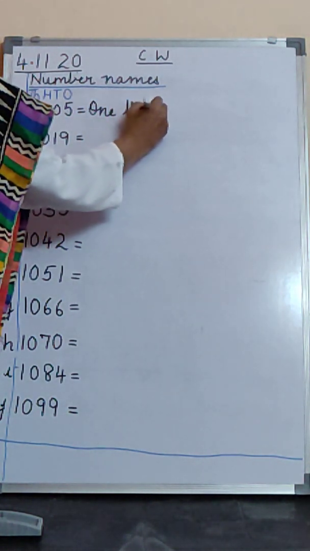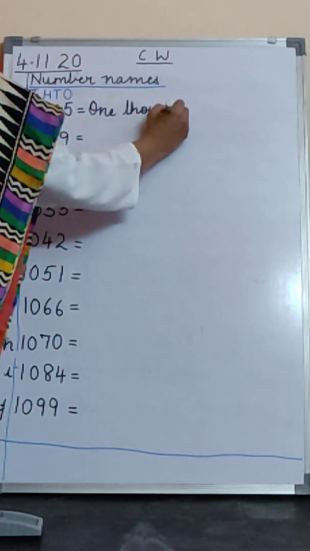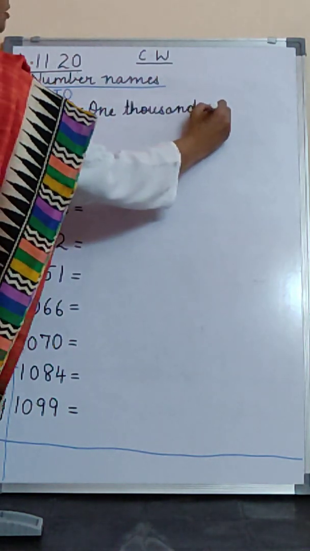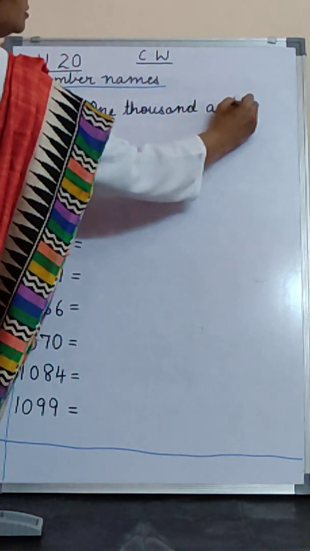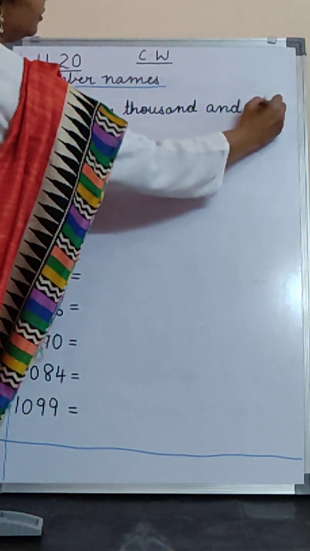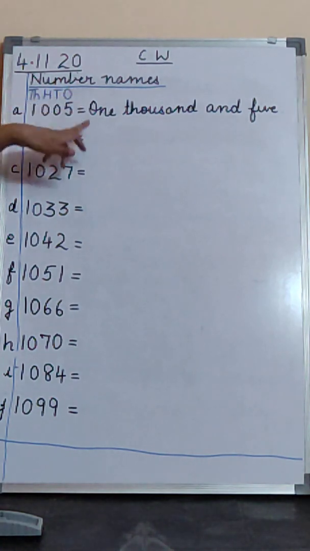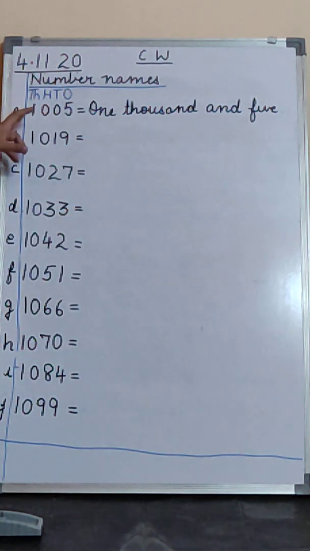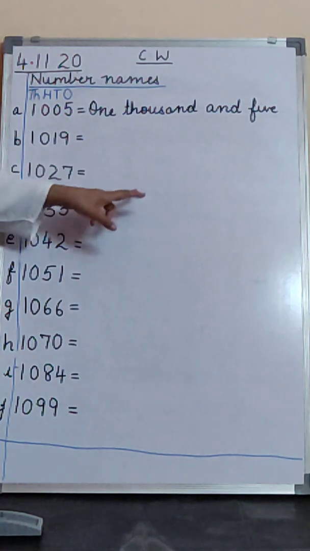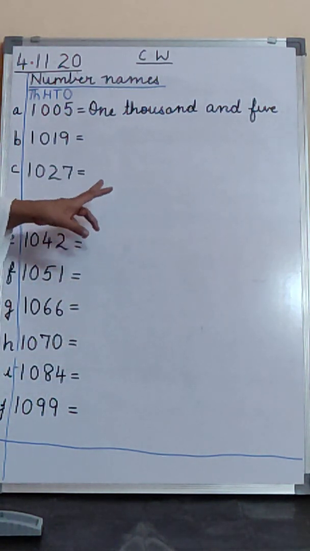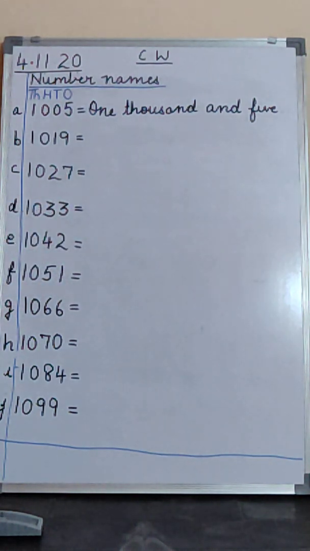1000 THOUSAND 1005. This is the way you have to write all the number names. Ma'am has done the first one for you, but the rest of the numbers you have to write the number names yourself. And you all are big boys, you know the spelling, so don't take the help of your mummy. Do it yourself. Alright students?